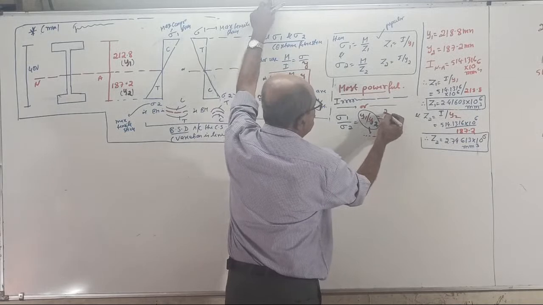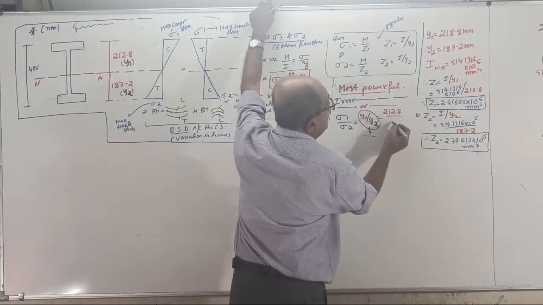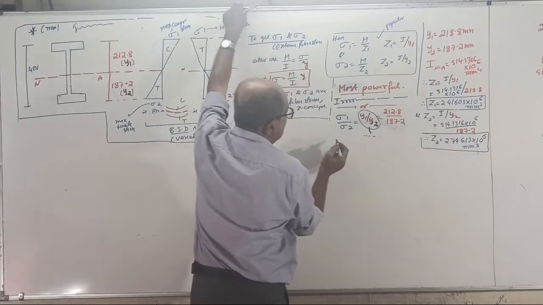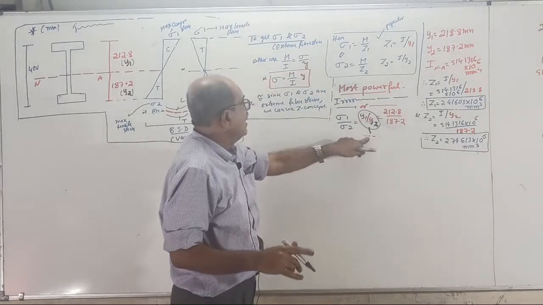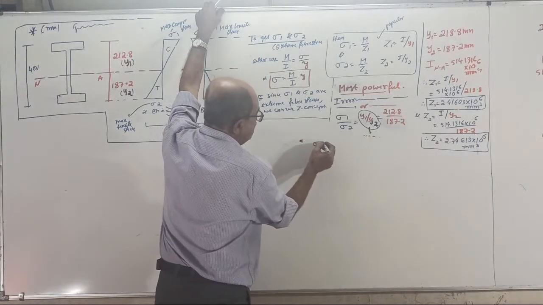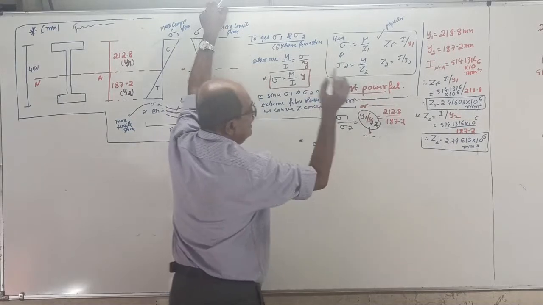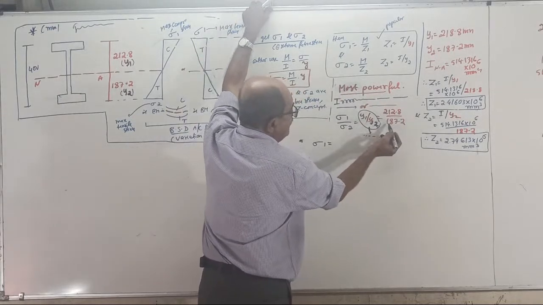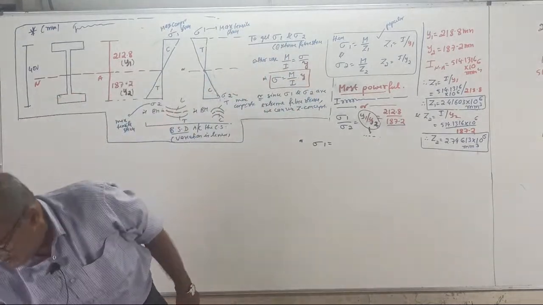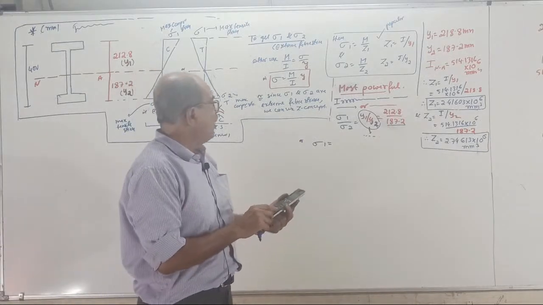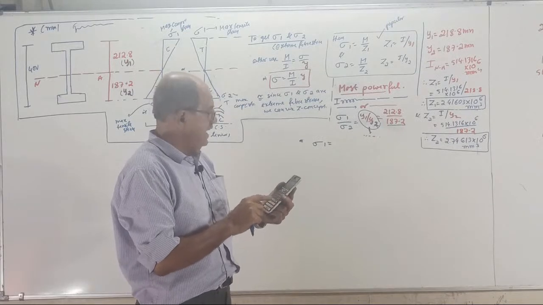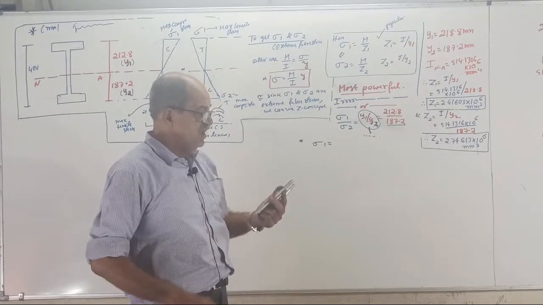Or equal to, how much is it? y1 is 212.8 divided by 187.2. I am removing this now. I want the final answer. Tell me sigma 1 equals 212.8 by 187.2. I want accuracy. 212.8 divided by 187.2, how much is it?